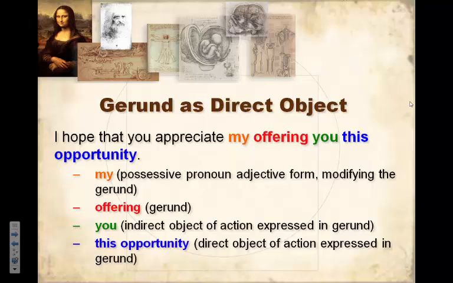The ones that we do in class will mostly just start with the gerund. So anyway, also in this gerund phrase, you have offering, which is a gerund, you, which is the indirect object, and then you have this opportunity, which is the direct object, okay? And hopefully I don't need to go into detail explaining those, as we've already been talking about direct objects and indirect objects for at least a month now.